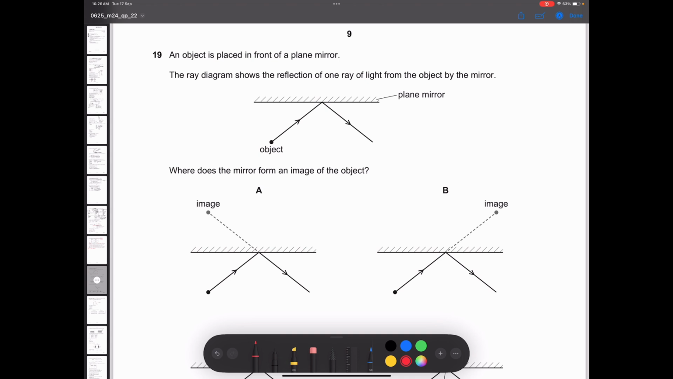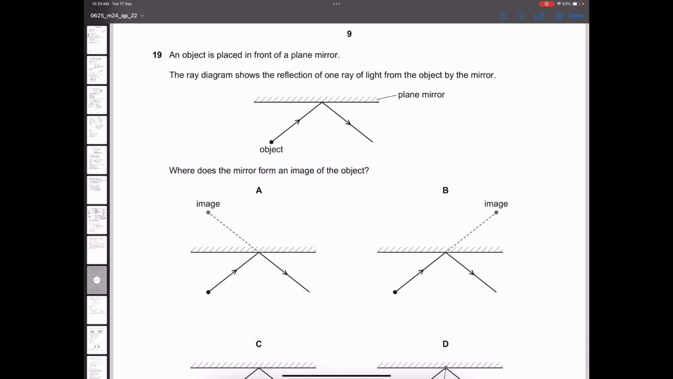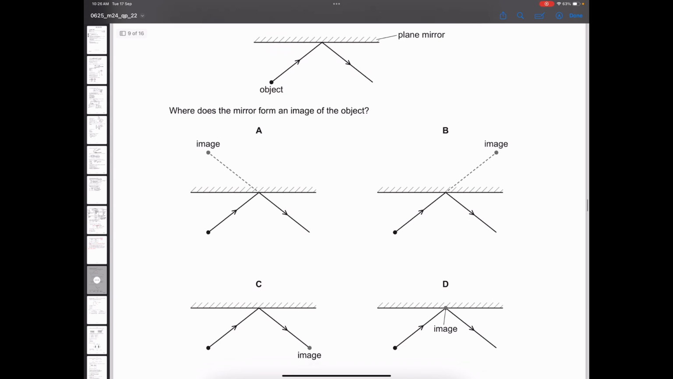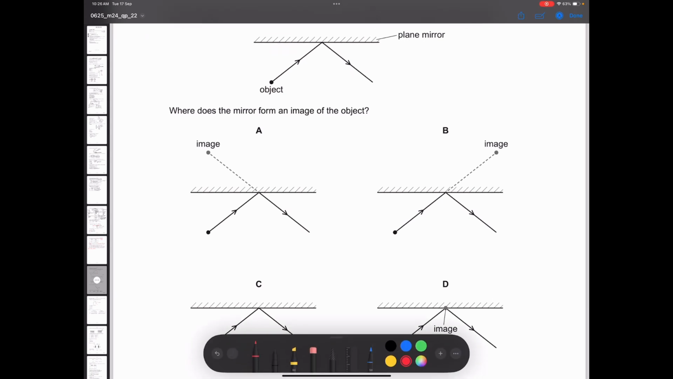An object is placed in front of a plane mirror. Which is the proper image? As you can see, if you imagine that this is a mirror and you are standing here, even with a bit of common sense, you can think that the image is formed exactly opposite and at the same distance from the mirror. So if this distance is x, this should be x. Now option B is incorrect, D is incorrect, C is incorrect. The image formed will be exactly on the opposite side and at the same distance from the mirror as the object.